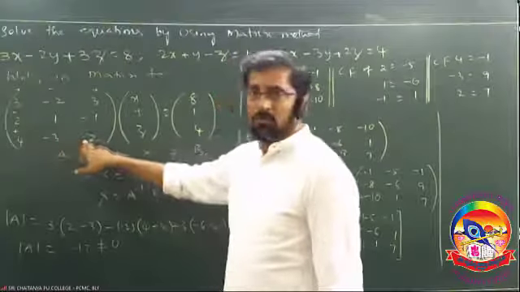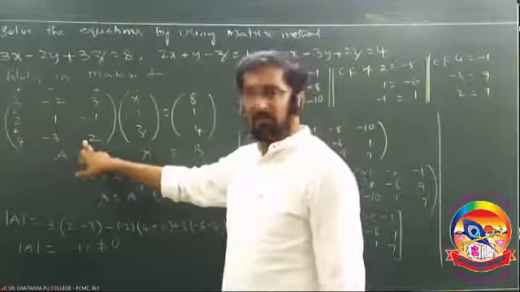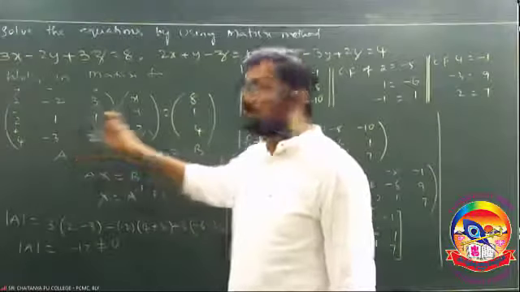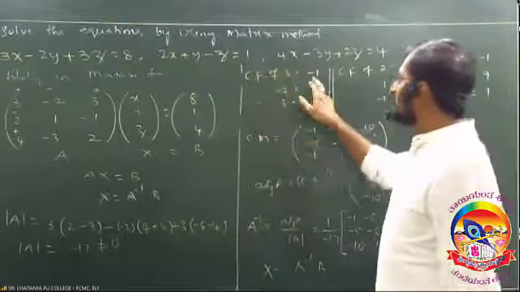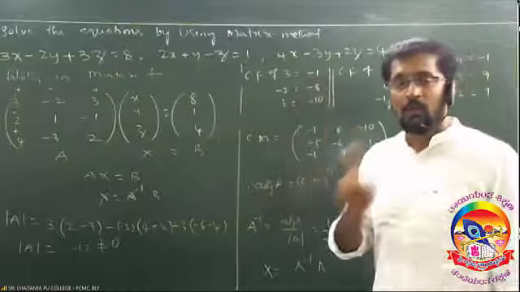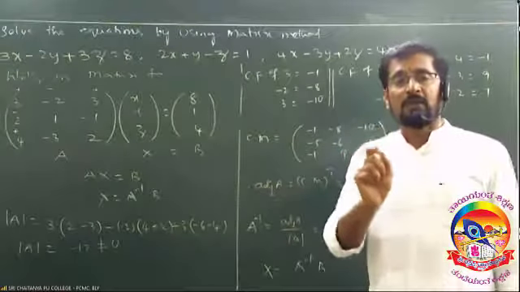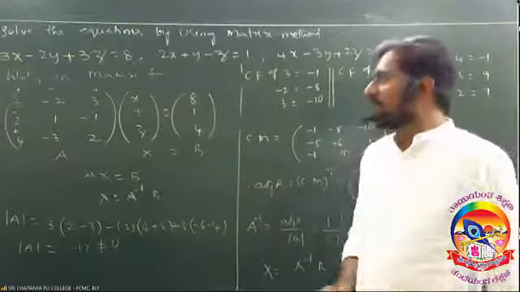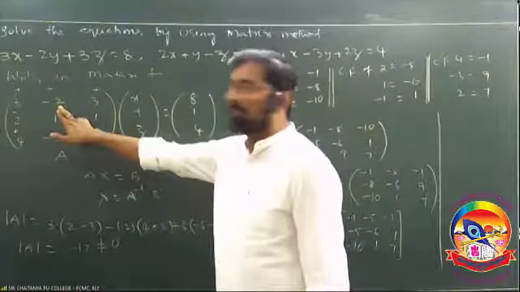1 into 2, it is 2 minus 3 ones 3. 2 minus 3 value is equal to minus 1. Positive of minus 1 becomes minus 1. I hope you understood how to find out the cofactor, right? Now I am going to repeat the second element. For the second element, it is minus 2.